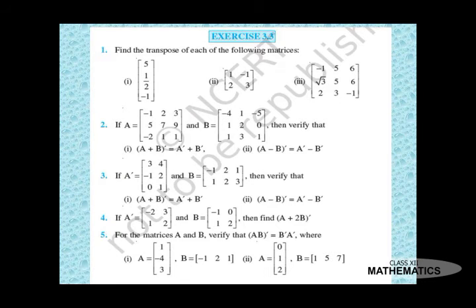फिफ्थ क्वेश्चन देखिए, for the matrices A and B verify that AB the whole dash is equal to B dash A dash where A is equal to 1 minus 4 3 and B is given the value. This type of question we have already discussed in the previous class, so I think it's clear to you. Look at the next question, sixth question. A is equal to cos alpha sin alpha minus sin alpha cos alpha. Verify that A dash A is equal to I.